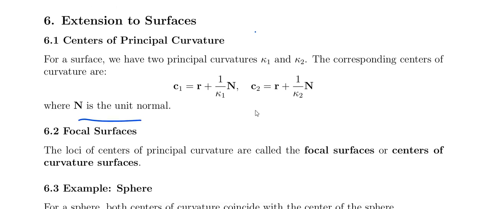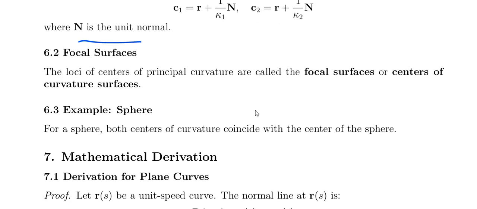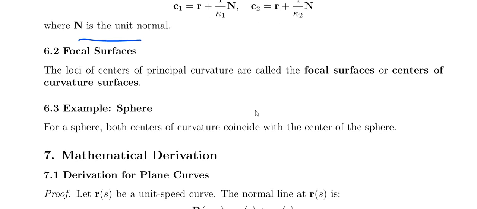Okay. The focal surfaces are the loci of the centers of the principal curvatures. Since there are two curvatures, we say loci of centers of principal curvature. That is called the focal surfaces or centers of curvature surfaces. For example, for a sphere, both centers of curvature coincide with the center of the sphere.